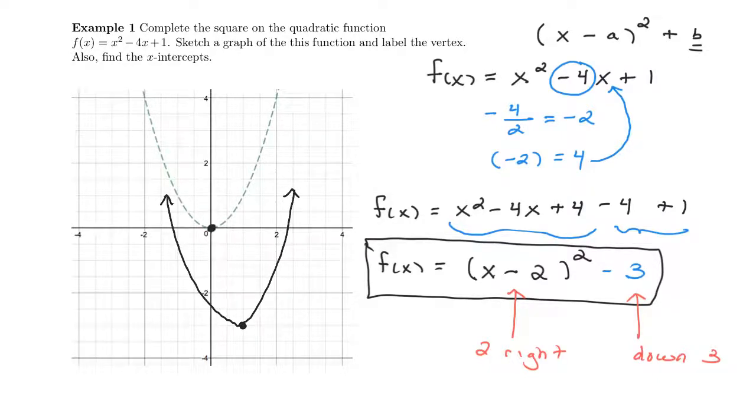I won't draw on the whole thing. Really, it's just to get an idea of what the graph looks like. So the new vertex is at 2, -3, and writing your equation in this form makes it very easy to visualize without actually plugging it into a graphing calculator.